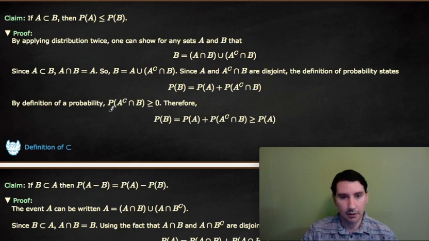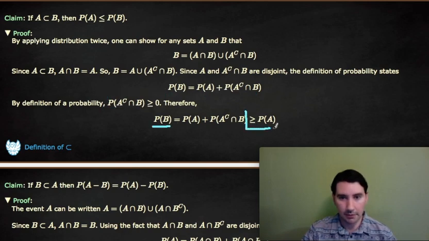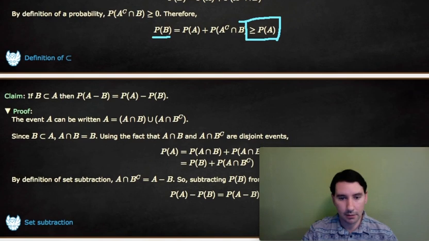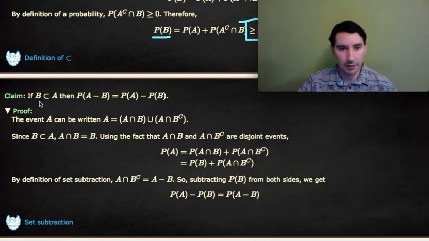But by definition, the probability of any set is bigger than or equal to 0. So the probability of B is equal to the probability of A plus something bigger than or equal to 0, which means that the probability of B has got to be bigger than or equal to the probability of A. And finally, for set differences, if B is a subset of A, then the probability of A minus B is the probability of A minus the probability of B.